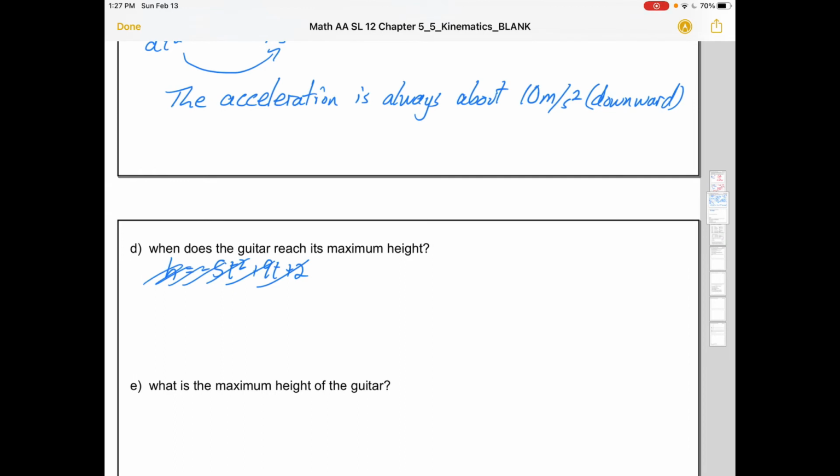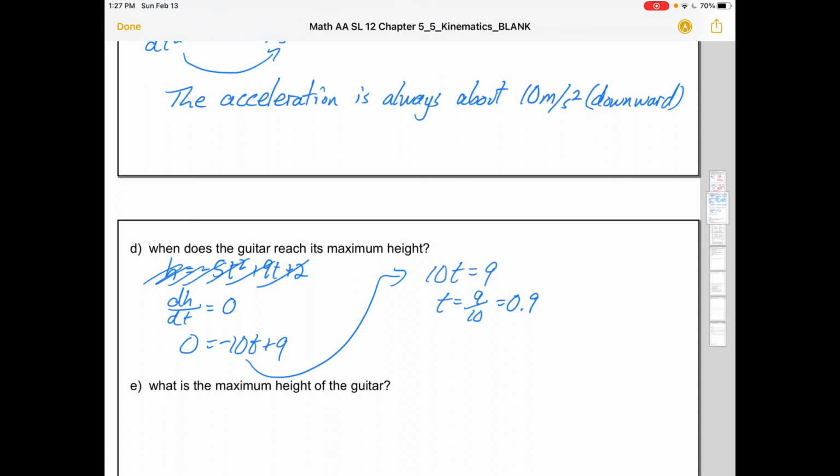What we want to do is find where the first derivative is equal to 0. And the first derivative is negative 10t plus 9. And where's that 0? Well, we can just solve this out. We get 10t equals 9, or t equals 9/10, or 0.9 if you want. That is the time when it makes its maximum.